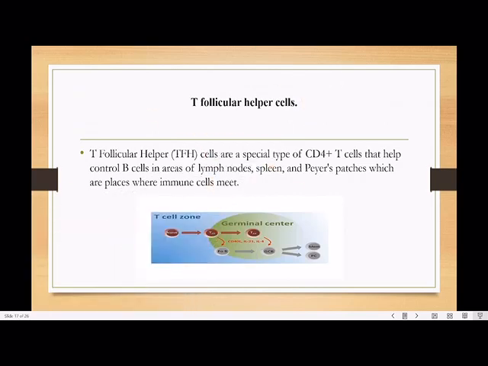Let us talk about the T follicular helper cells. These are a special type of CD4 T cells that help control the B cells in areas of the lymph node, spleen, and Peyer's patches, which are places where the immune cells meet. You can see here that the naive cells, which are the immature B cells, when they enter the germinal center, become the T follicular helper cells.